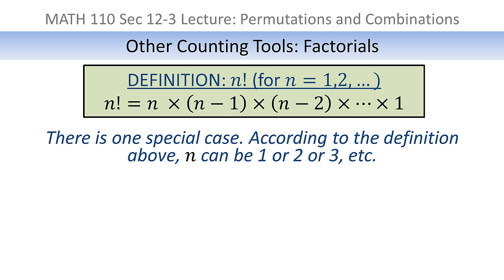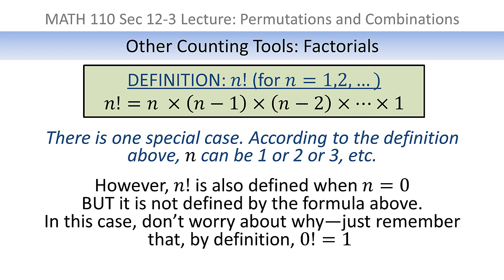Those are factorials. There is one special case, though. According to the definition above, it works for n equal 1, 2, anything bigger than 2, any positive integer. But we can also define a factorial when n is equal to 0, although we can't use that definition above. And it turns out, and we're not going to go into why, that 0 factorial is equal to 1.